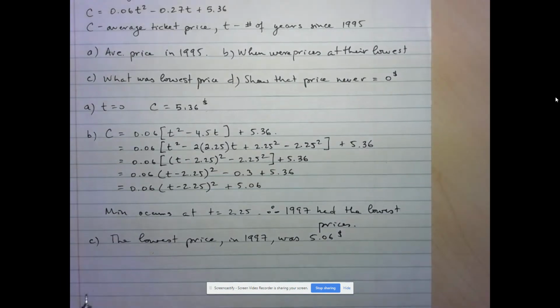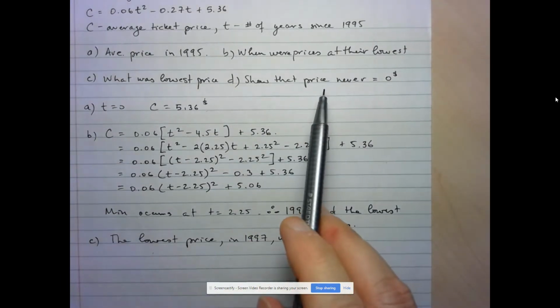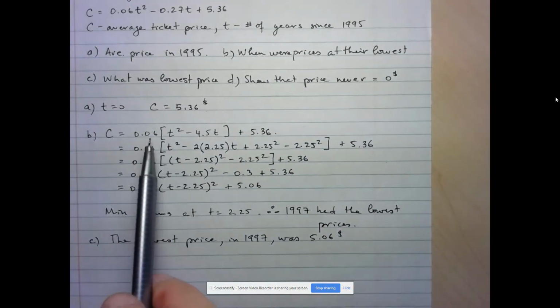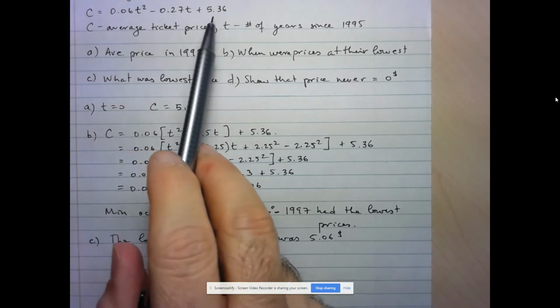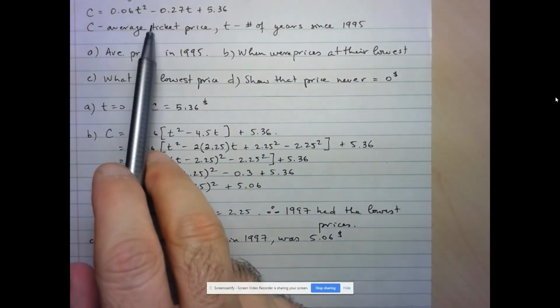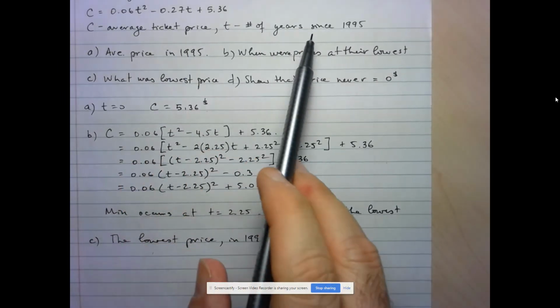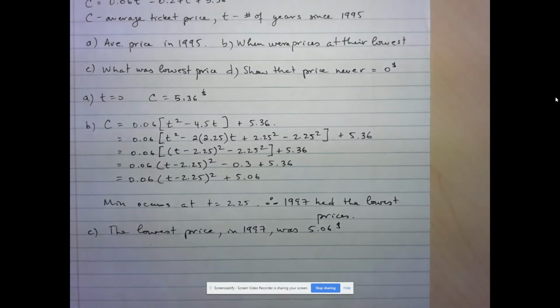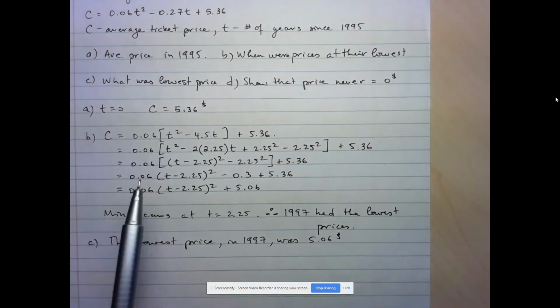Okay, now let's go to D. It says show that the price was never $0. Okay, so remember, this just represents a model for the cost, and maybe the model doesn't always work. Maybe by the time you get to 2005 or 2015, this model is no longer valid. So what they just want us to show is that this is never equal to 0.